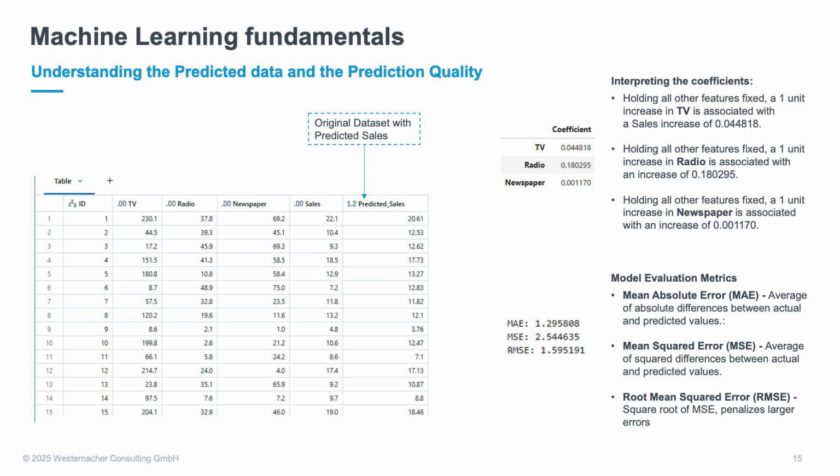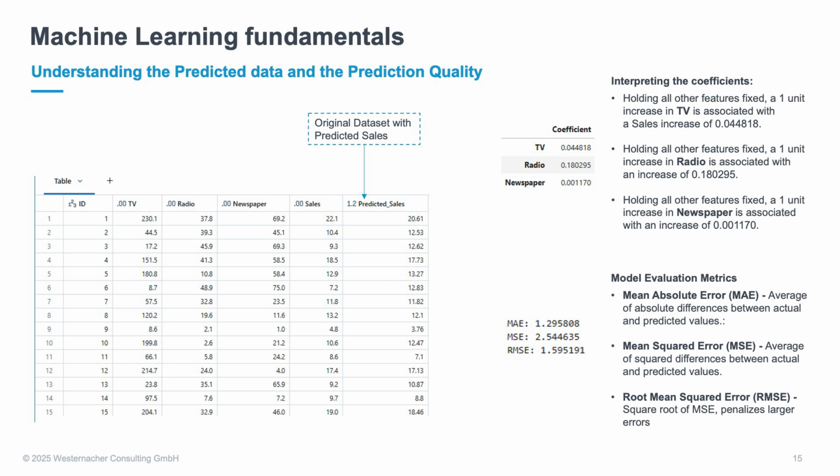You can see here radio has, if TV and newspaper were to be constant, if radio had a 1 unit increase, then it will have an increase of 0.18 in terms of sales.